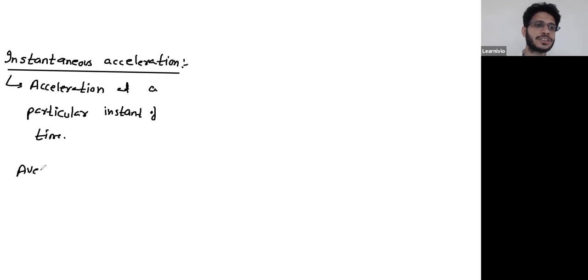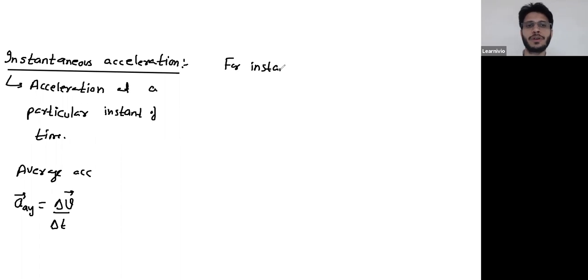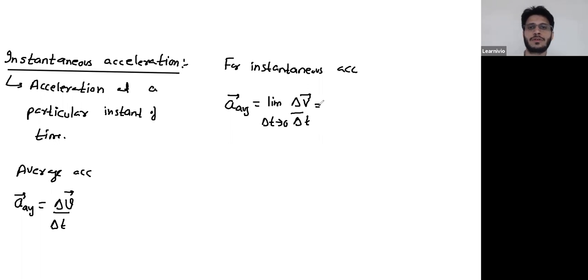So average acceleration A is delta V over delta T. For instantaneous acceleration, we always shrink the time interval. So we can write that instantaneous acceleration is the limit as delta t tends to 0 of delta v over delta t, which we can write as dv over dt.